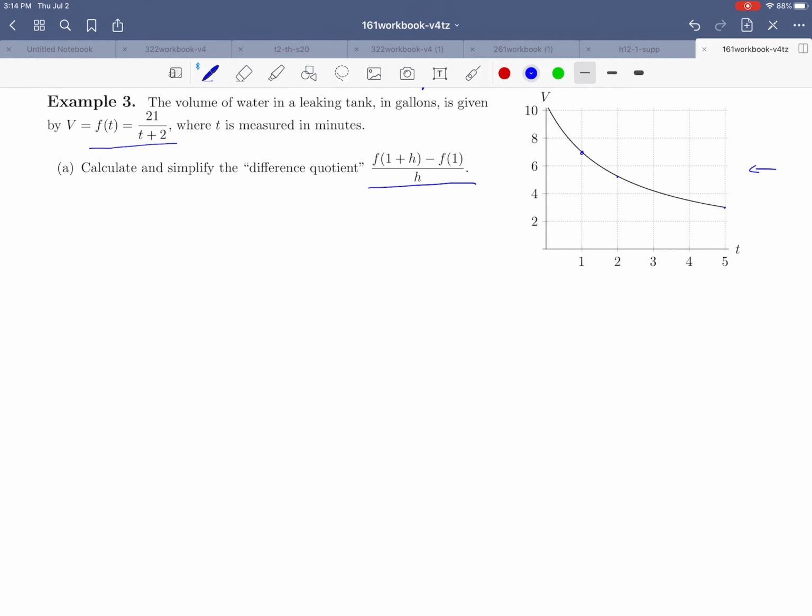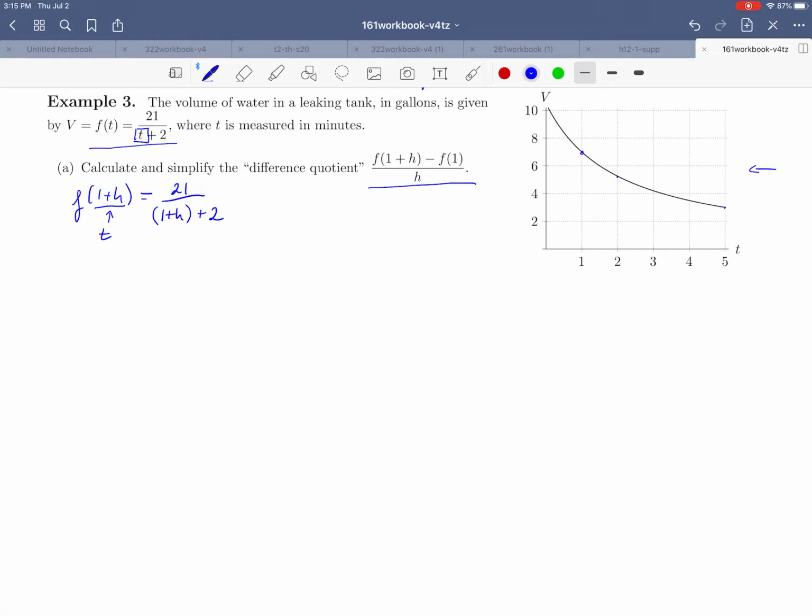So we have f of 1 plus h, and f of t is given by 21 over t plus 2. So I'm just going to compute f of 1 plus h right here. And I get that by substituting 1 plus h in for t into our formula. So everywhere I see a t, I'm substituting in 1 plus h. So this gives me 21 divided by 1 plus h, and then I have plus 2.